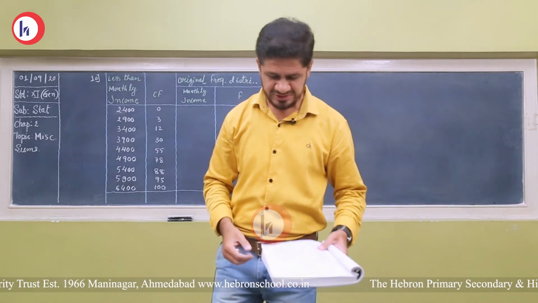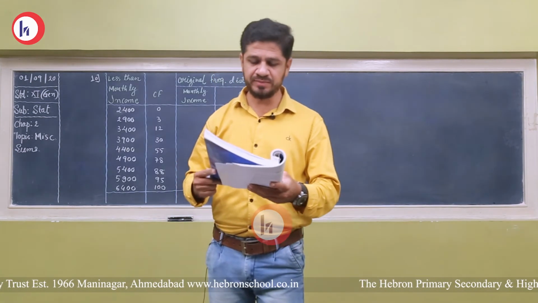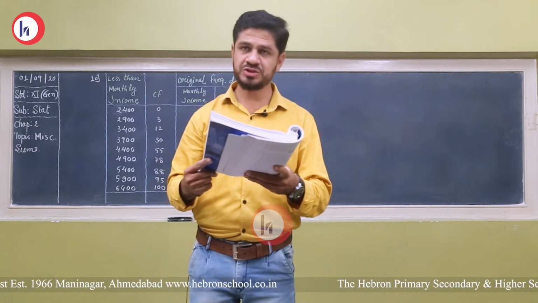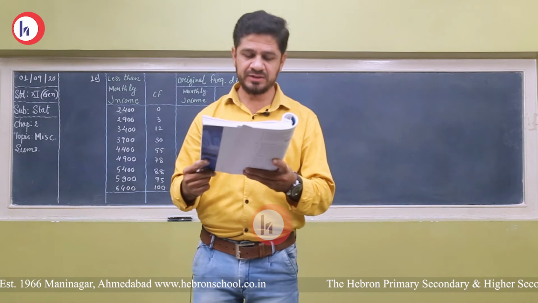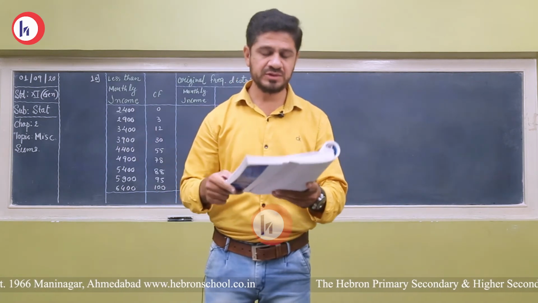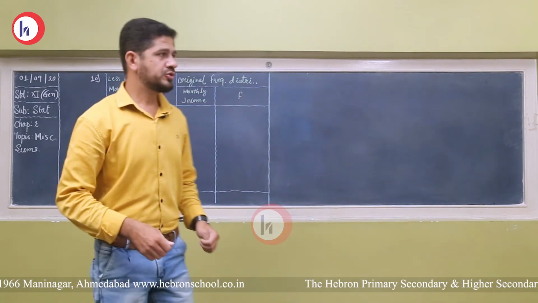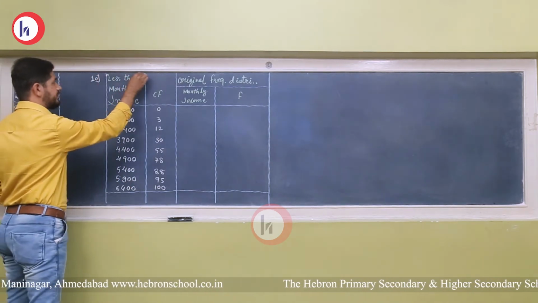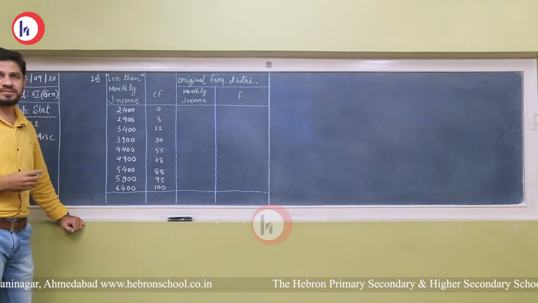Now question number 10. Information regarding the monthly income of 100 workers is given below. Obtain the original frequency distribution from it. Less than monthly income is given. Number of workers are also given. So this is a less than type frequency distribution.